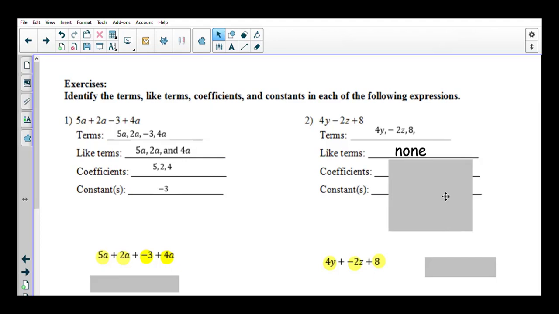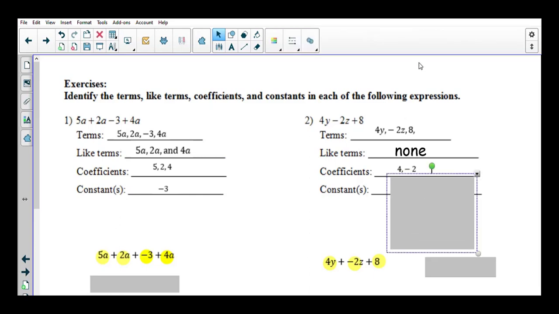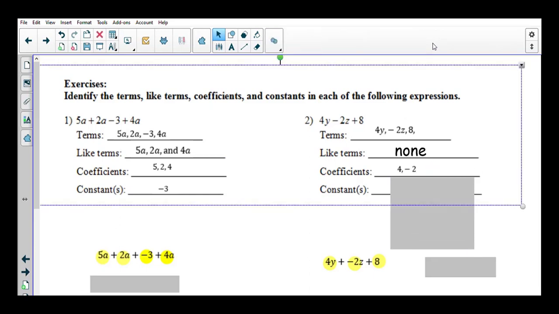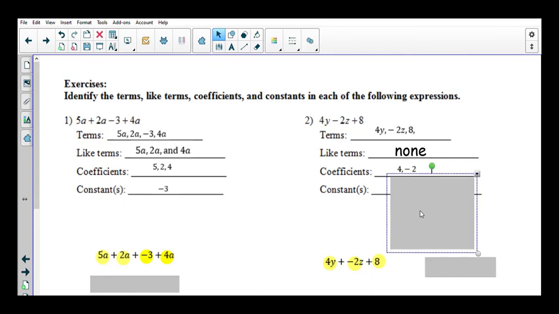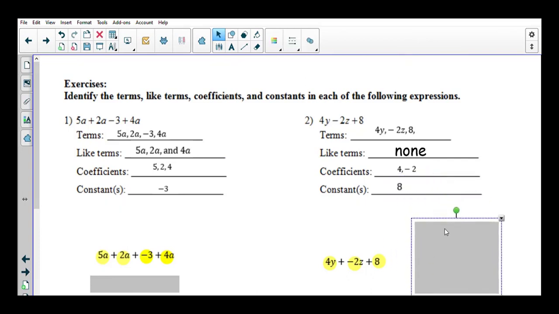Coefficients. Now we do have two terms, these two guys that contain variables. The numbers in front are 4 and negative 2. Finally, constants, we happen to have one of those. It is 8. It is that number that's by itself without a variable attached. Let me delete that box. Let's just move it down. I'm having some trouble deleting that.